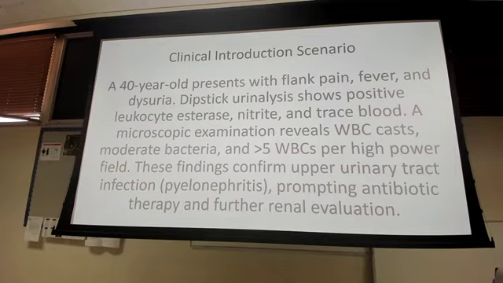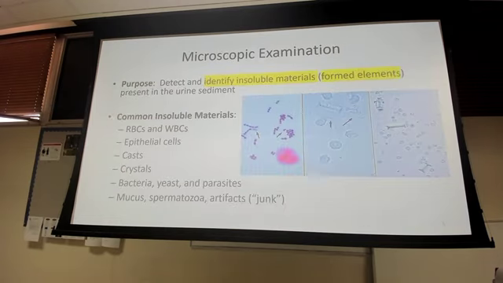All right, so here's our clinical introduction scenario. A 40-year-old presents with pain, fever, and dysuria. The dipstick urinalysis shows positive leukocyte esterase, nitrite, and trace blood. A microscopic examination reveals white blood cell counts, moderate bacteria, and greater than 5 white blood cells per high power field. These findings confirm an upper urinary tract infection, prompting antibiotic therapy and further renal evaluation.